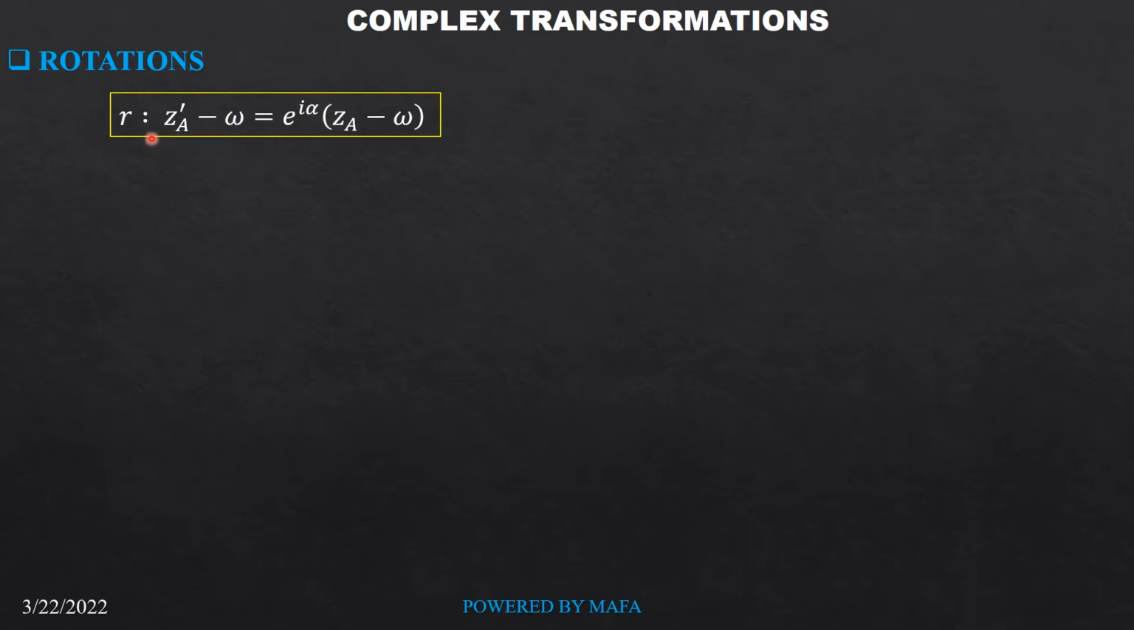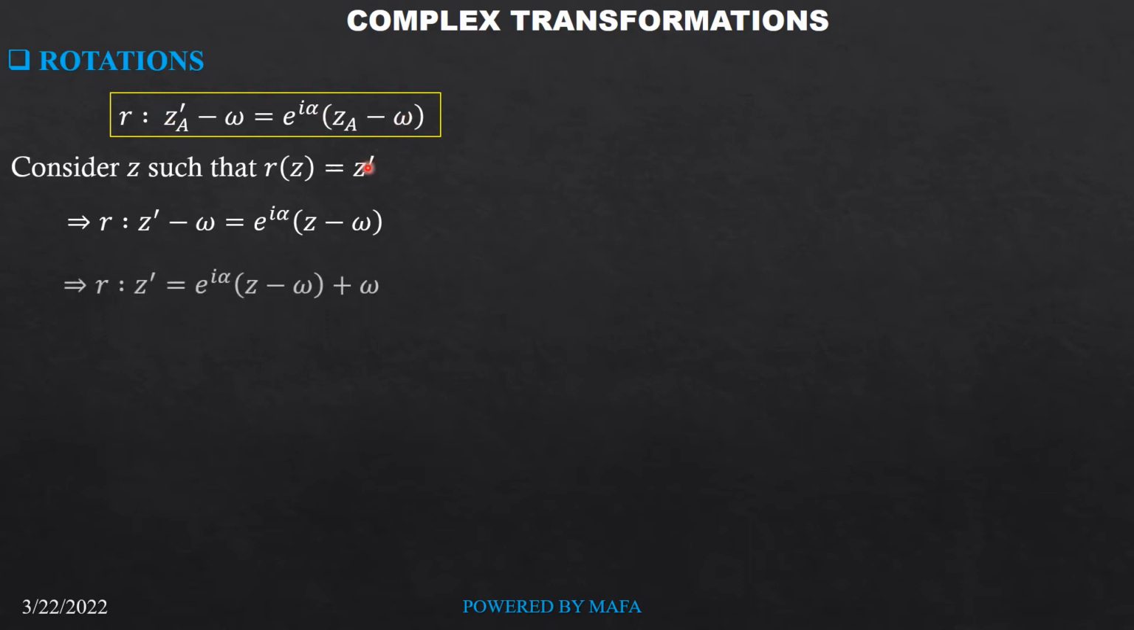We are going to characterize this after we see how to express z prime in terms of z. Now let's just choose an arbitrary point, say z, a complex number which is being transformed to the point z prime, and the transformation is said to be a rotation. It means that it is going to satisfy this equation. Now we begin to flip things.